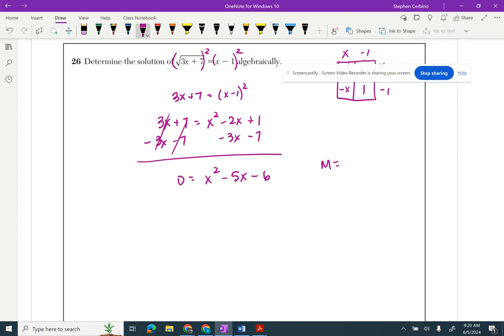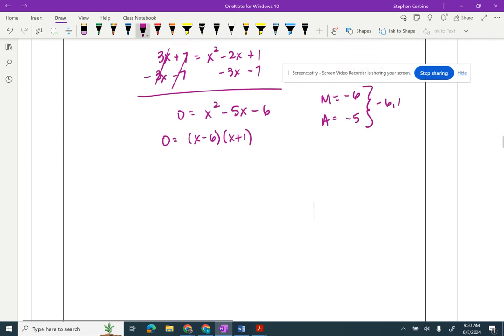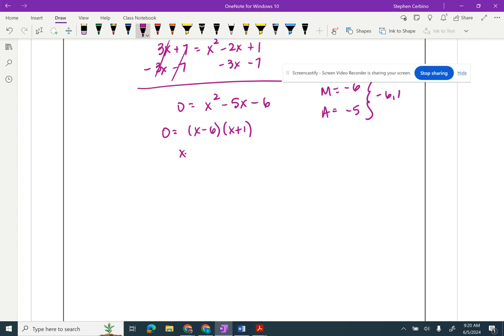Now I'm going to try and factor it first because chances are that's what it's going to be. What multiplies to negative 6 but adds to negative 5? The two numbers that make that work are negative 6 and positive 1. So this is factorable. We get two factors, x minus 6 and x plus 1. From those two factors, I get the two solutions by setting each factor equal to 0. So I get x equals 6, and I get x equals negative 1.